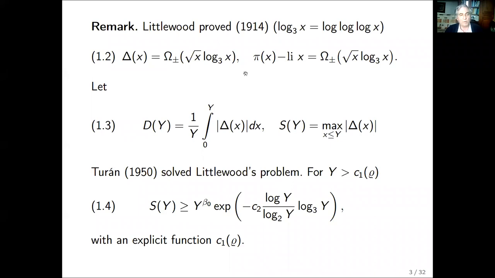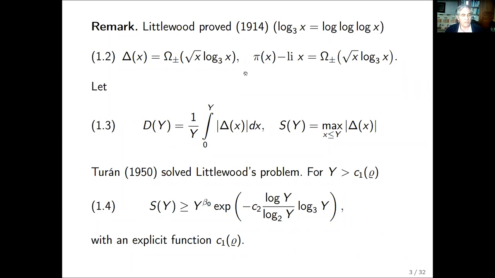There are numerical results that pi x minus li x is, at least until 10 to the 20, really negative, as Riemann suggested or conjectured it. But we know that there is some sign change below 10 to the 320, so that means some positive value already. But this will not be the actual content of our talk.